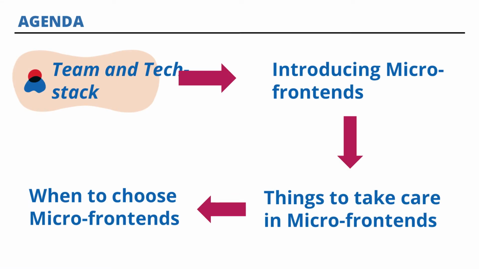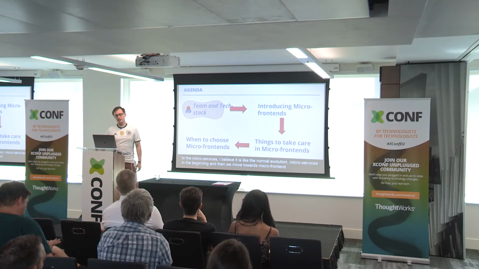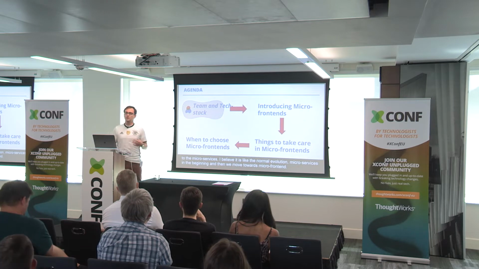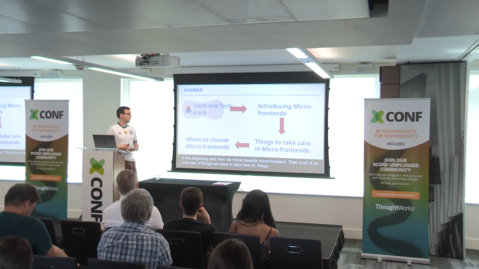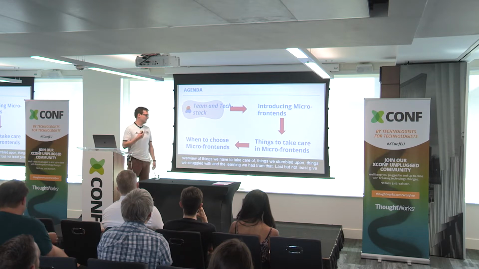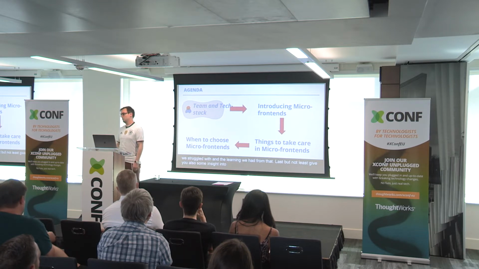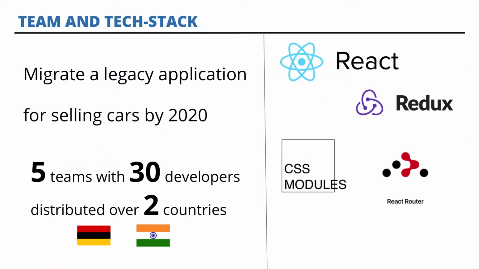So a general overview. I'm quickly going to give you some context on the team and the tech stack that we're using. I'm going to introduce micro-frontends to you before I'm doing a little side to the microservices, because I believe it's like the normal evolution. We had microservices in the beginning, and then we moved towards micro-frontends. Then having a little bit of an overview of things that we particularly had to take care of, things that we stumbled upon, things that we struggled with, and the learnings we had from that. And then last but not least, give you also some insights into what we believe is the right setup to actually use micro-frontends.